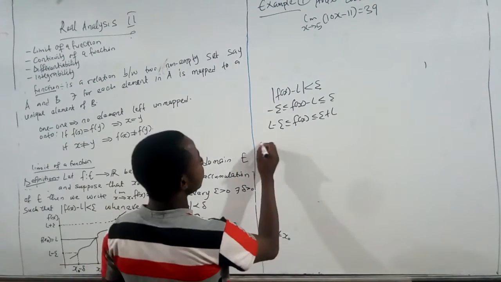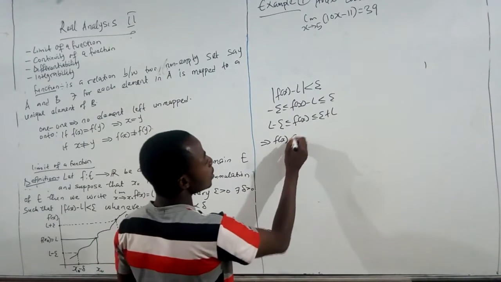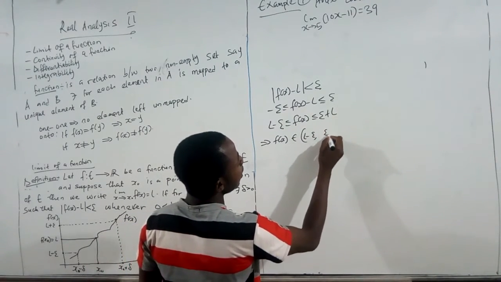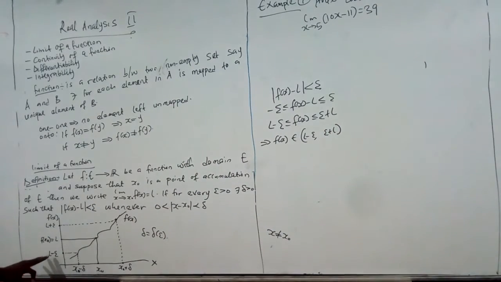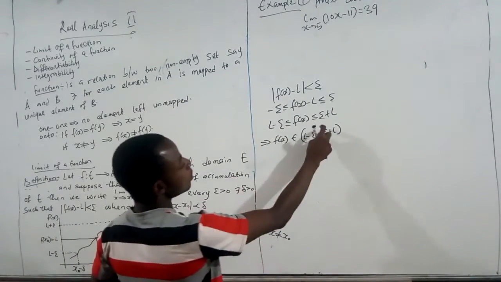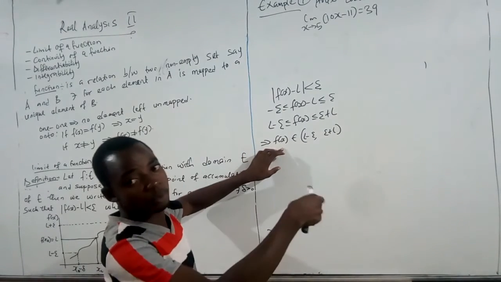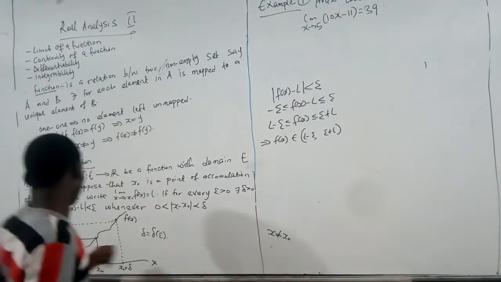So this implies f of x is inside this interval, L minus epsilon, comma, epsilon plus L. So that's why from here we have L minus epsilon and L plus epsilon. F of x, which is equal to L, is between this interval. That is, this function is between here, as x tends to x naught. So definitely this x will be going to x naught. So therefore, f of x is the same thing as f of x naught.